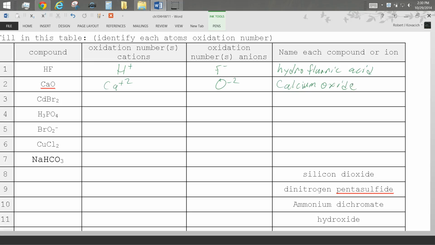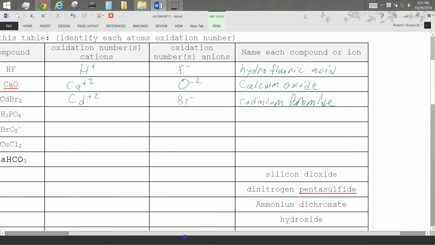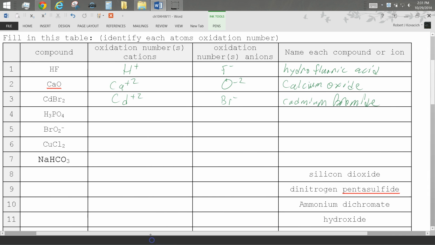Okay. Next one, the cation. Okay. Cadmium's +2. And then the bromine? -1. And then the name of this? Why is it not cadmium 2? It's not a group 2, but it is always +2. It is a transition metal, but it's one of the 3 transition metals we talked about that have a fixed oxidation state, so you don't call it 2.